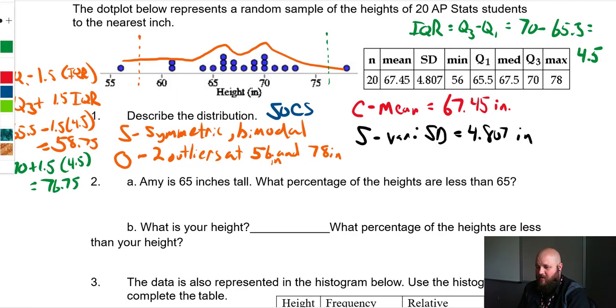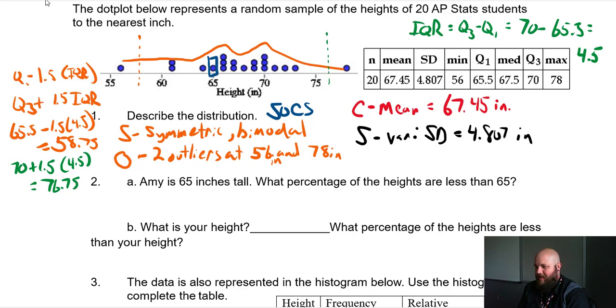Now, let's go with A. So, with 2A, I'm sorry. Amy is 65 inches tall. And what percentage of heights are less than 65? Well, with that, we're going to talk about this. So 65, right? She wants 65. She's 65 right there.